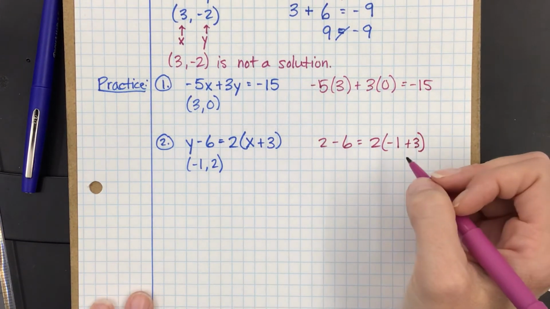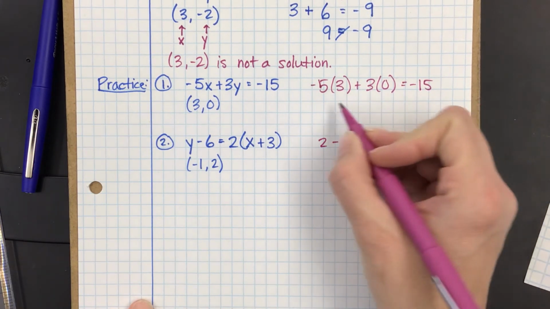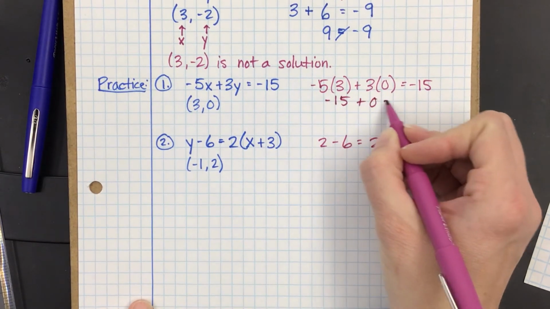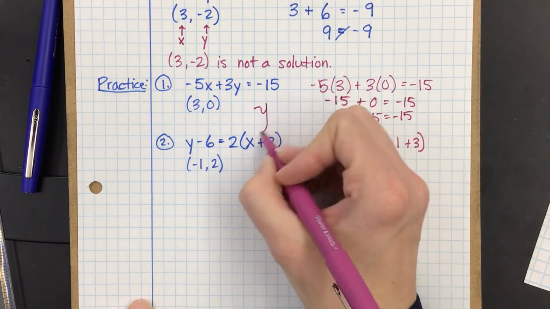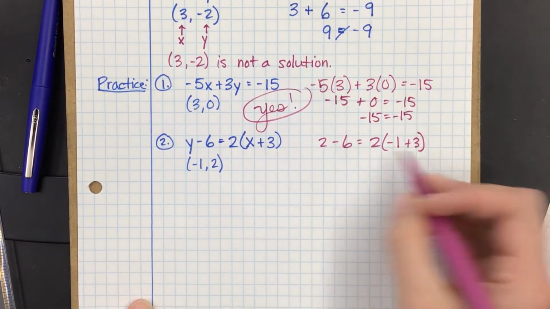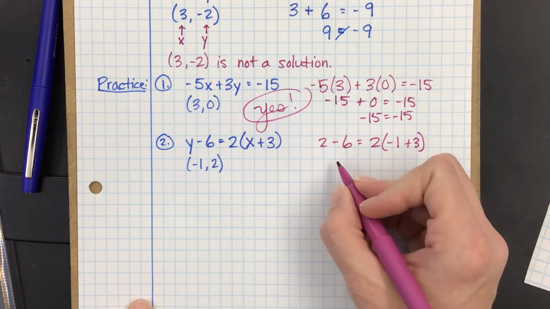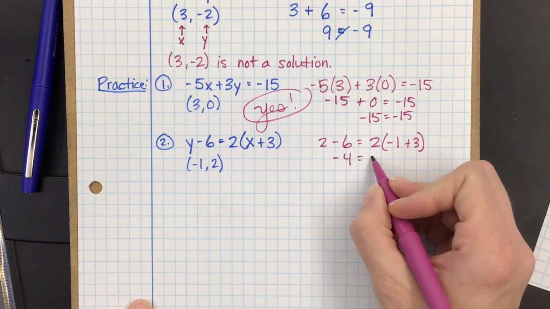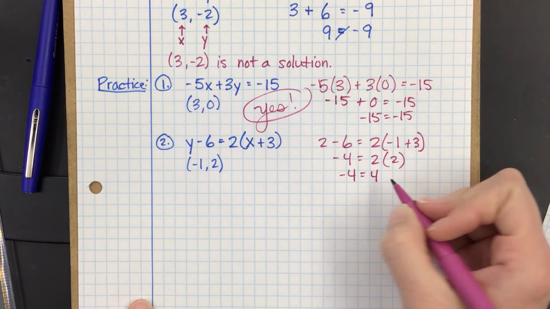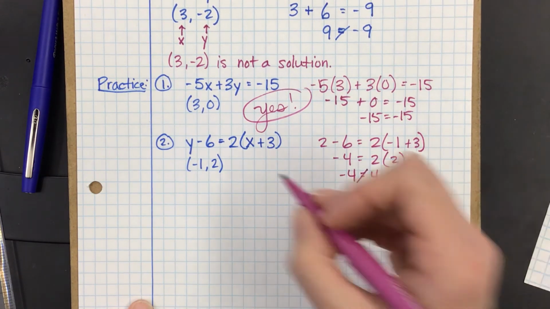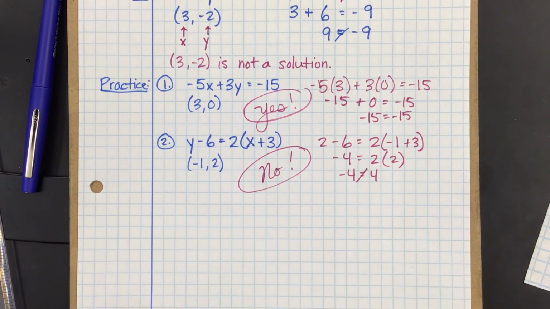All right. For number 1, is it a solution? Yes. Let's just make sure. Oh yeah, I can see it. Yeah, negative 15 is equal to negative 15. So yes, this is a solution. Okay. And then let's try this one. Wait, is this a solution, number 2? No. No? Okay. I'm getting negative 4 is equal to positive 4, which is not true. So I would agree that that is a no. That is not a solution.